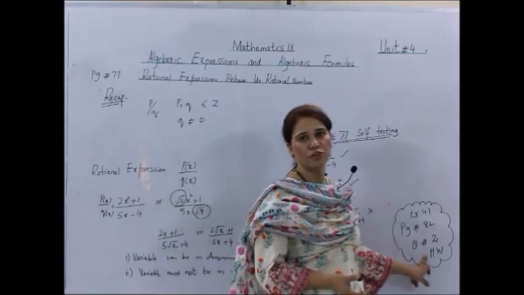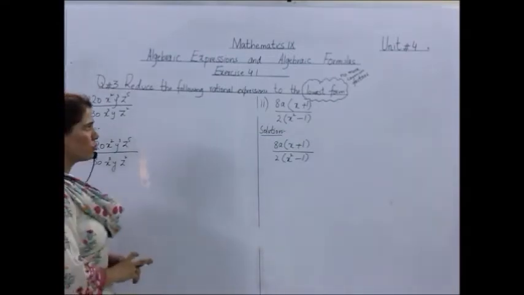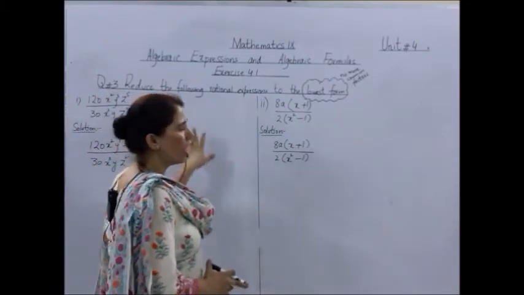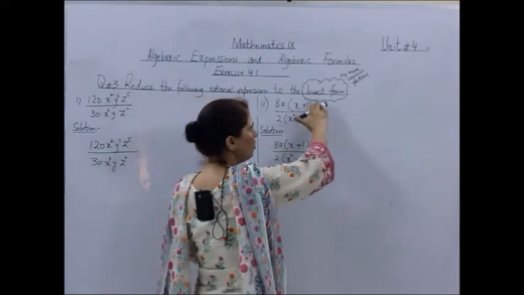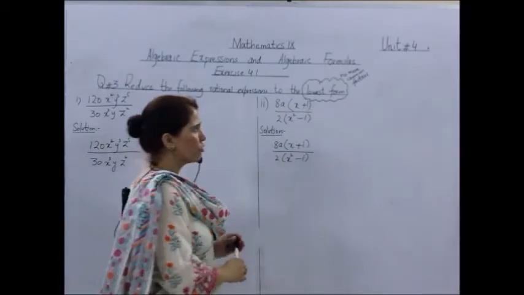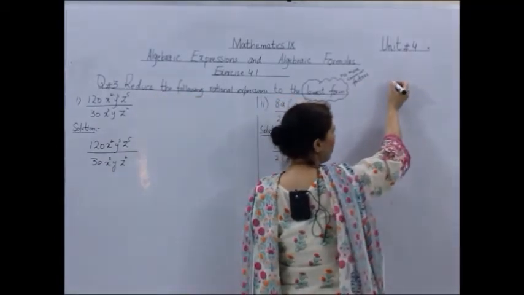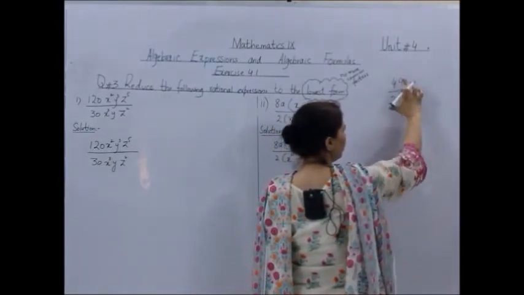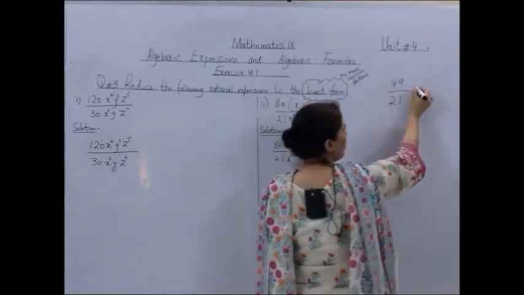This is your homework. Exercise 4.1, question number 3: reduce the following rational expressions to the lowest form. You have a rational expression and you have to reduce it to the lowest form. What is the lowest form? Lowest form is when you have no more common factors in the rational expression. I want to give you a recap of what you did in your previous classes, when you were asked to reduce to lowest form.